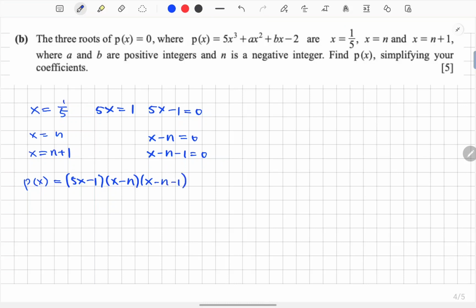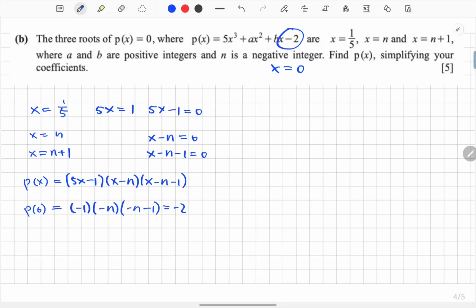Our next hint is the constant term of P of x is negative 2. To find the constant term or the y-intercept, we need to make x 0. So when we plug 0 into the equation, we can get negative 1 multiplied with negative n multiplied with negative n minus 1. And the output is negative 2.